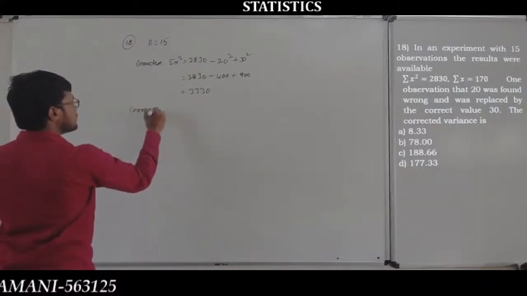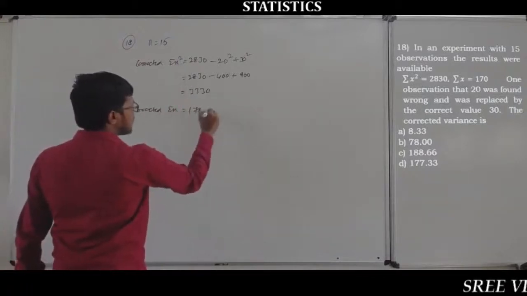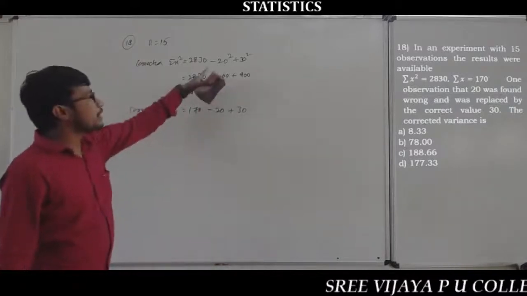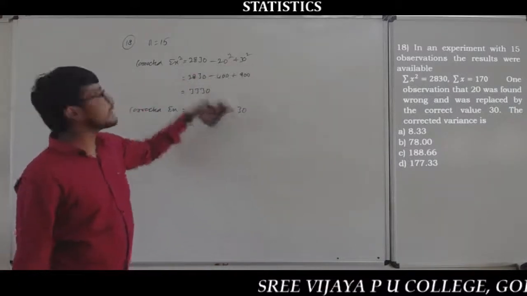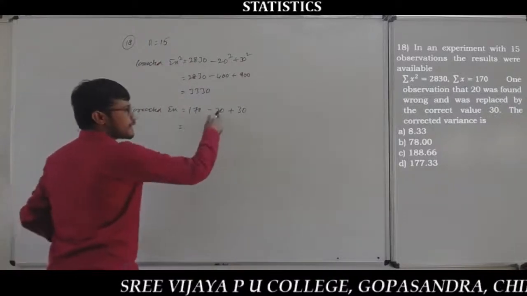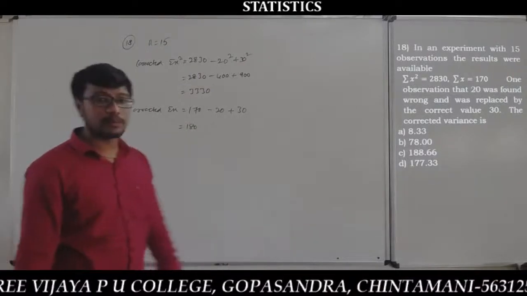Next, corrected summation of x. What is summation of x? Exact value 170. The wrong value is 20 and the correct value is 30. Here it is squares, and here it is only values. Here the squares values, here just only the values. 170 minus 20, 150. 150 plus 30 is 180. So this is corrected summation of x.